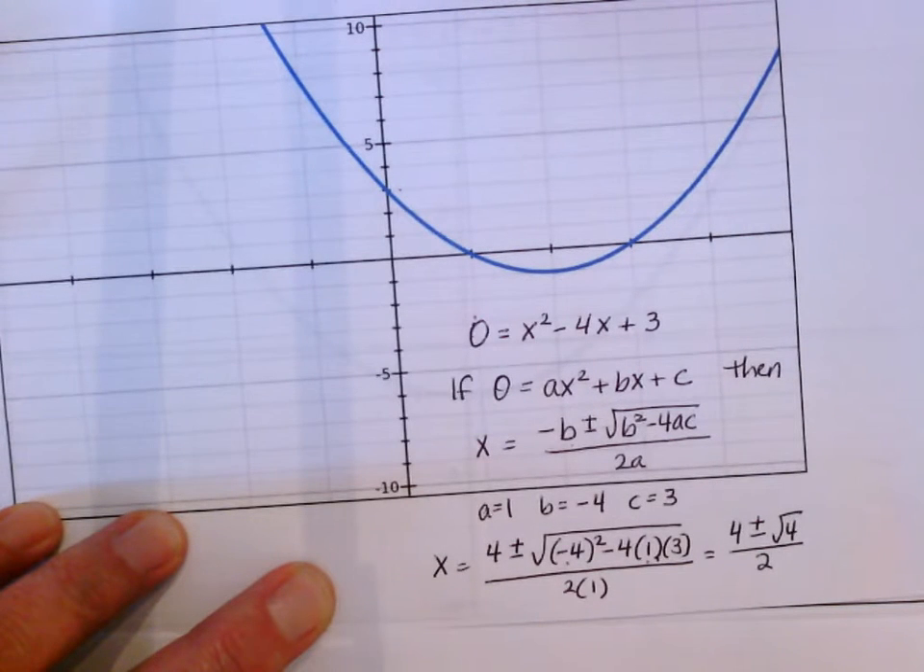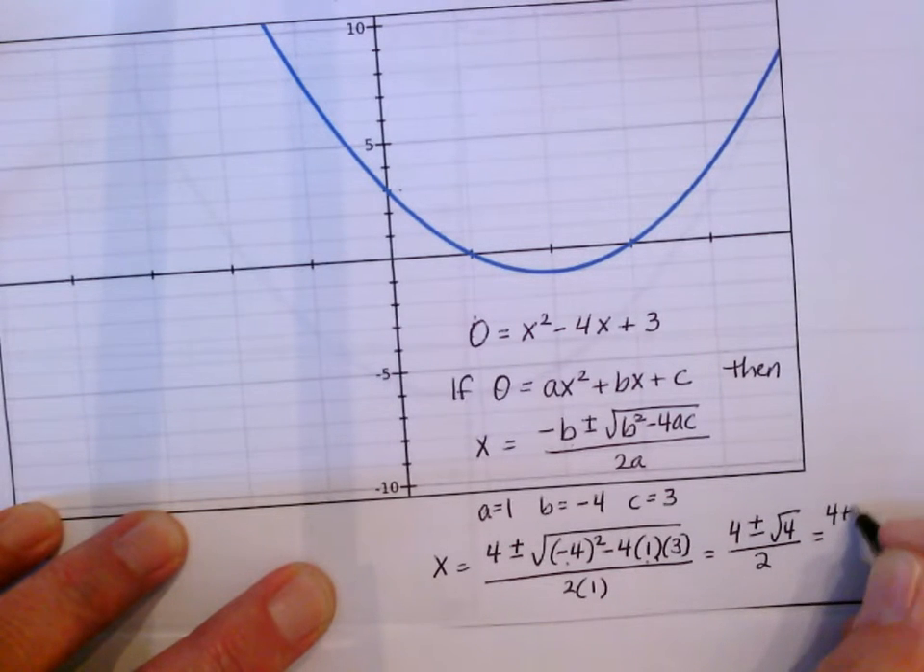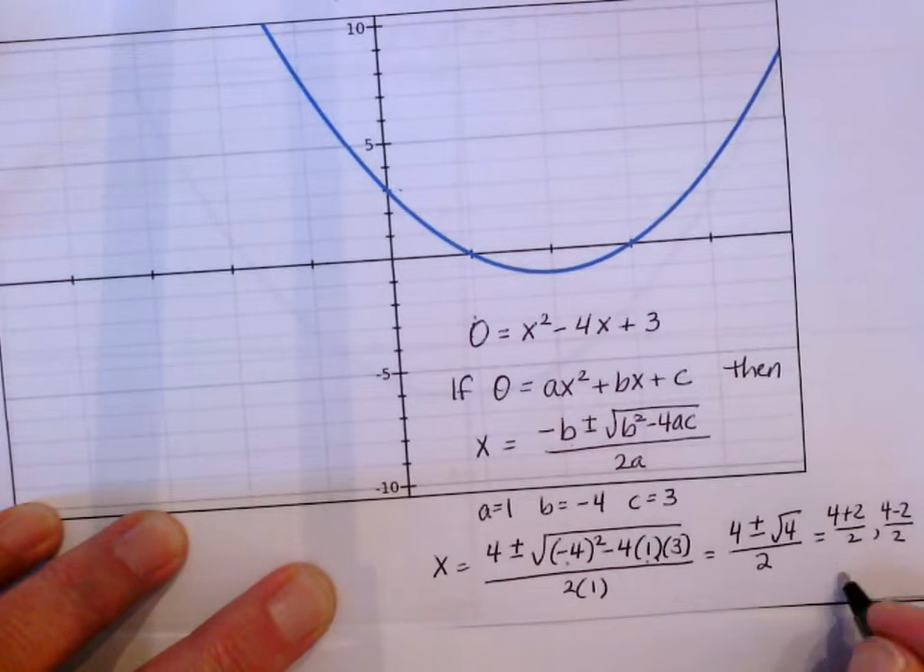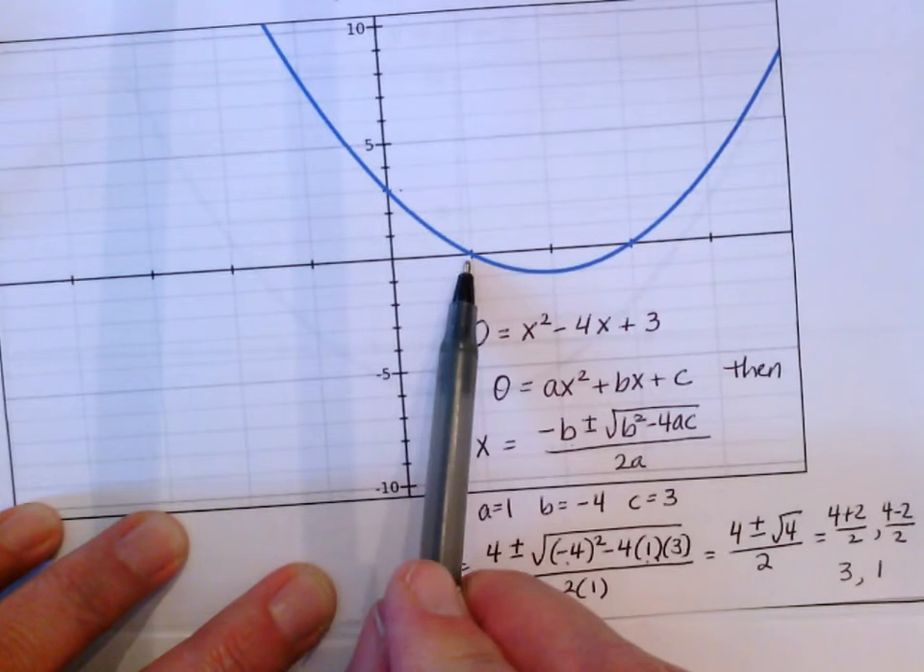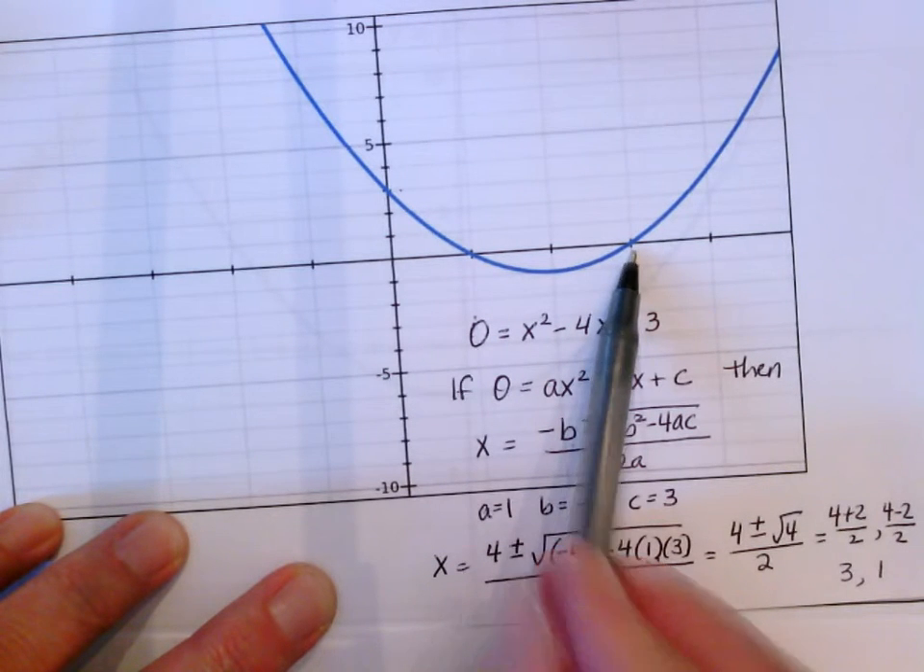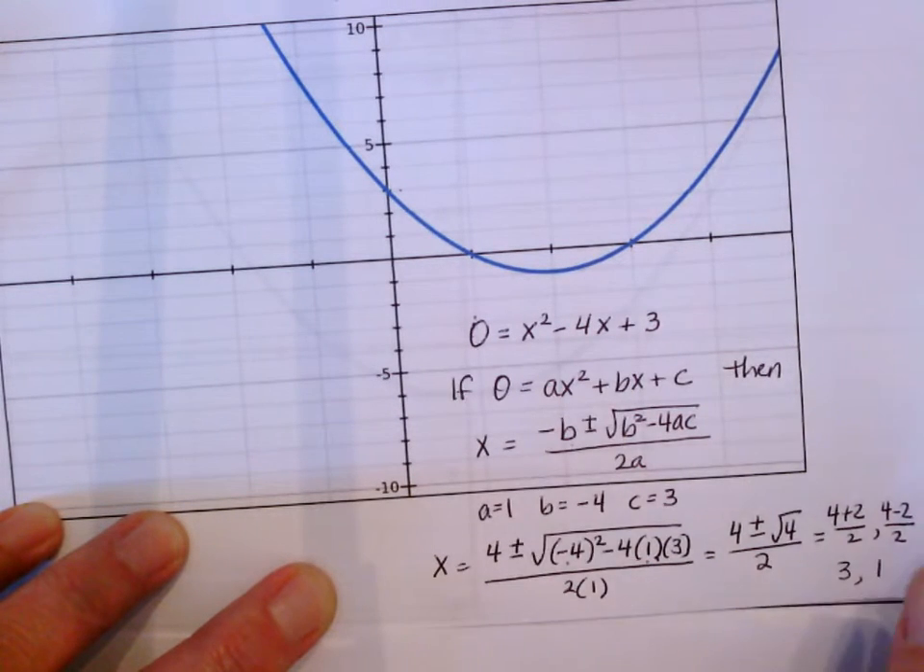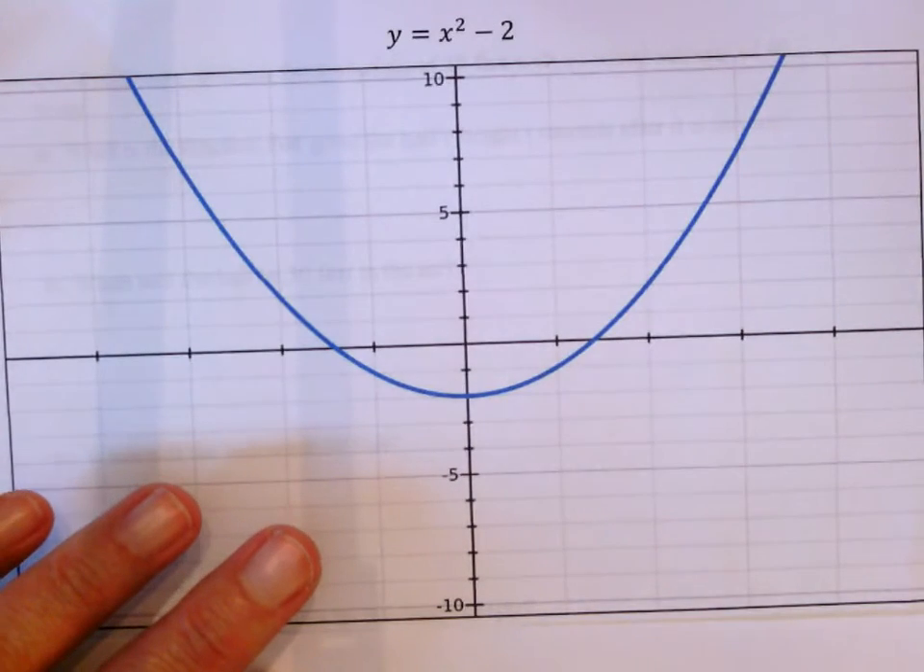Okay, so of course this is rational, so we get either 4 plus 2 over 2 or 4 minus 2 over 2, and those simplify to 3 and 1. So those are the two solutions that I get to my quadratic equation. And again, remember we were looking for x-intercepts, so let's confirm. X equals 1, x equals 3. These are the x-intercepts.